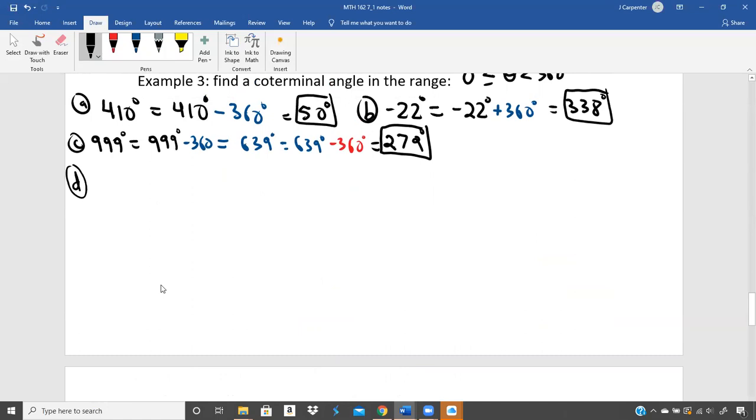Last one, we'll make this the trickiest, 9 pi over 2. Not even going to start out with the simple one in radians. We're going to do a complicated one in radians.